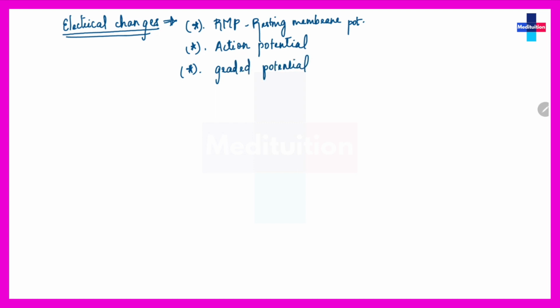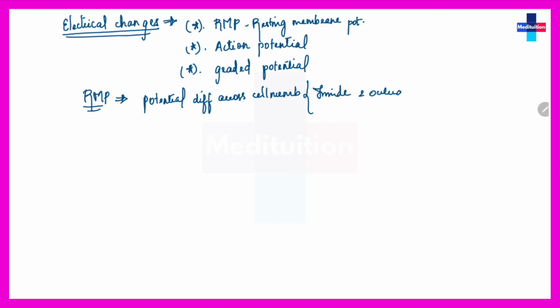Then we will see the difference between the action potential and the graded potential when electrical changes happen in the muscular system. So starting with our RMP, in the resting membrane potential, please remember we have to see the balance between the ions present in ECF and ICF, so that it will be easy to understand the basic components of why we are reading about RMP. It's a potential difference across the cell membrane, especially inside and outside of the cell, that is, between your ECF and ICF.